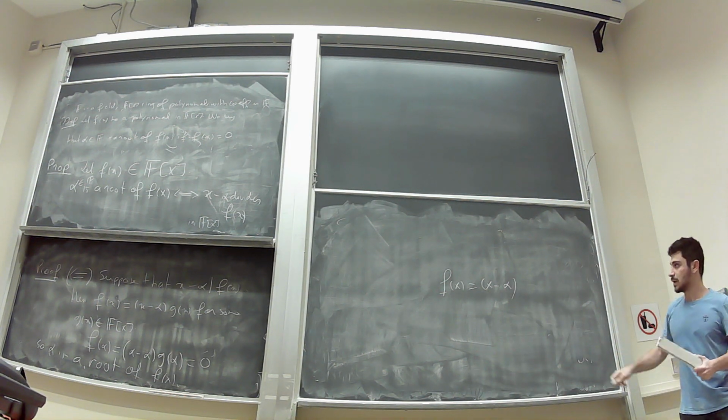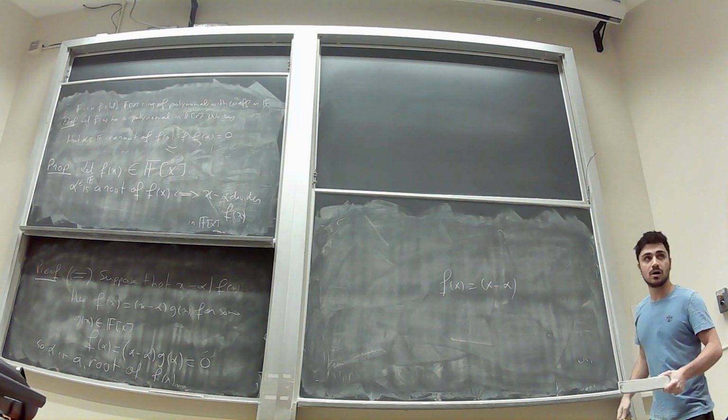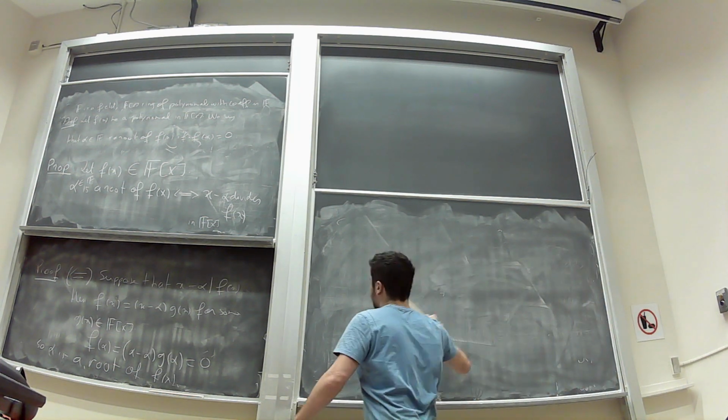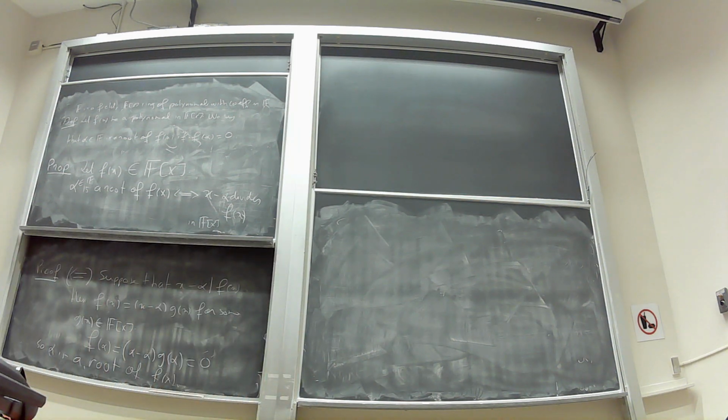Which has degree 1? X minus alpha has degree 1. So R of x must have degree less than 1. Exactly. Okay? Great.